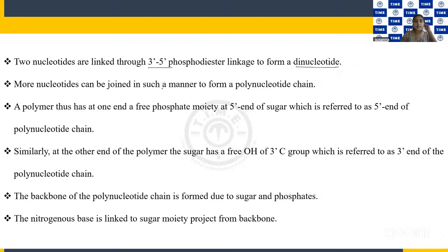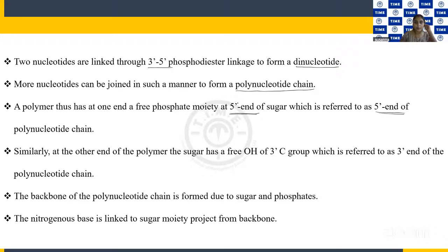More nucleotides can be joined in such a manner to form a polynucleotide chain. If two are added, it becomes a dinucleotide. If three are added, it becomes a trinucleotide. Later, it forms a polynucleotide chain. A polymer thus has at one end a free phosphate moiety, which is referred to as the 5' end of the polynucleotide chain. If you take a polymer, on one side it will have what?